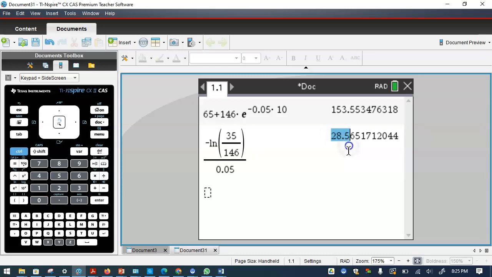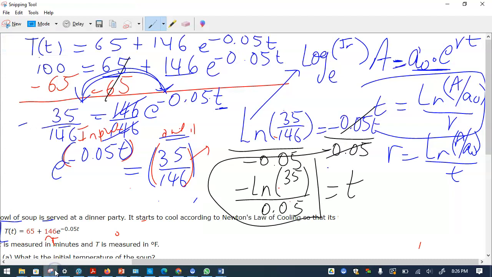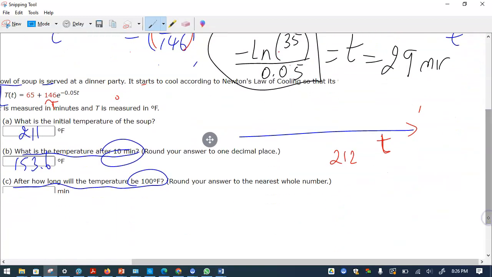But they ask us to round it to the nearest whole number. So that means we don't want any digit after the decimal. After the decimal, there is a tenth place, there is a 5 there. So we can round this 28 to 29. So your final answer will be 29 minutes, sorry. That's how many minutes, after how many minutes the question was asked. So here in the Cengage, you just put 29 and you're done.